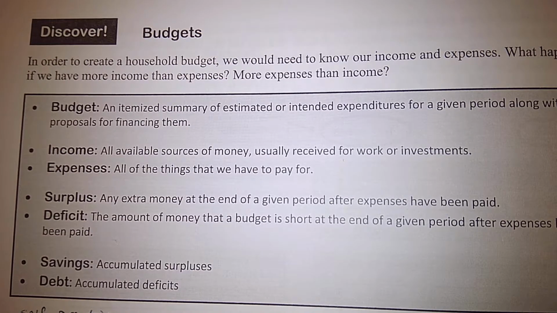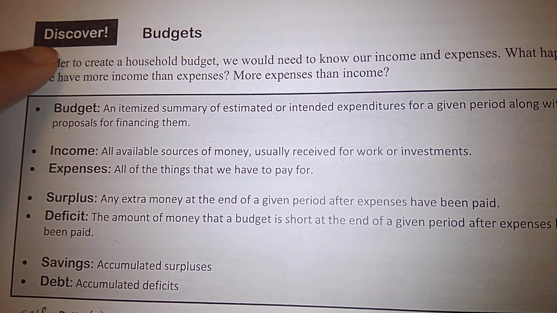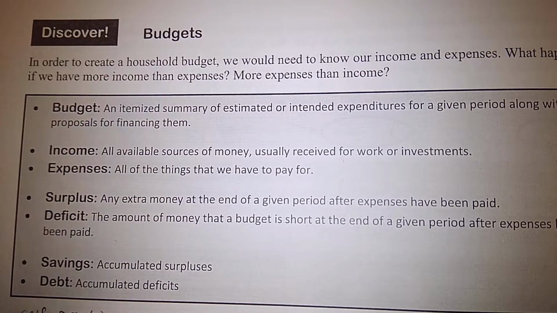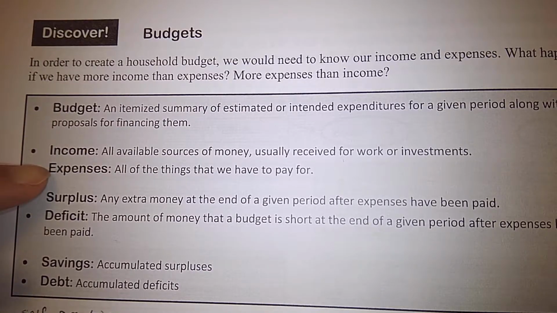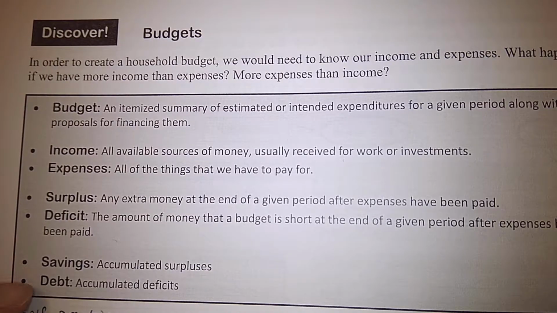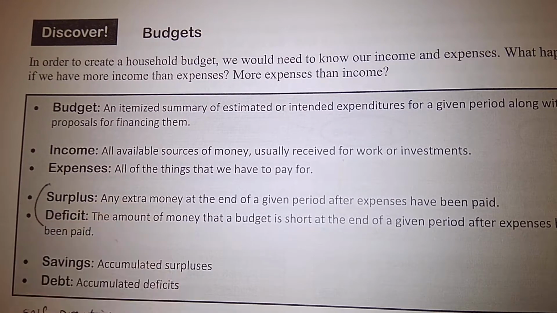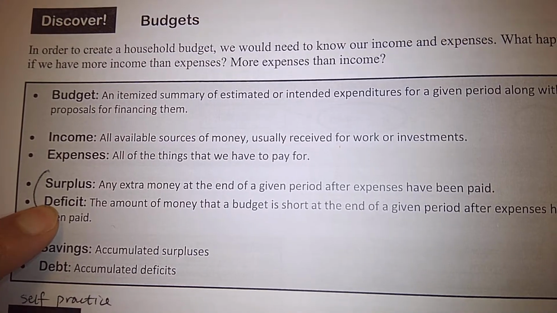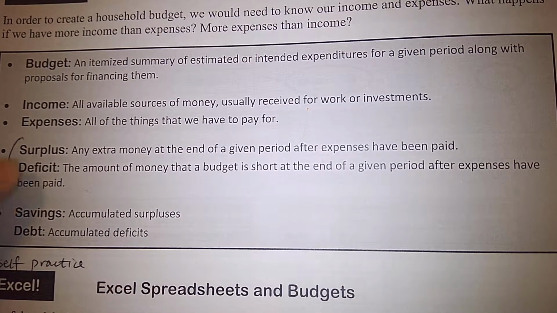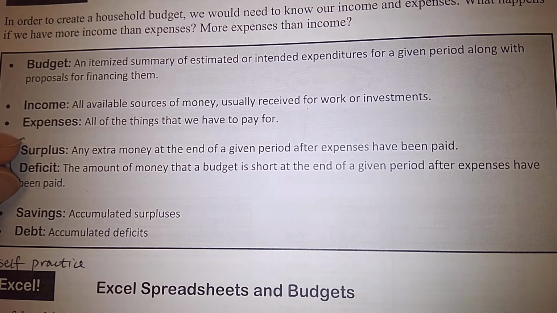Okay, page 37, guys. This part about budgets. You're going to read it by yourself about what is a budget, what is income, what is expenses, saving, and the debt. There's these two concepts I want you to pay attention to. One is called a surplus, the other one is called a deficit. Okay, and I'm going to ask a volunteer to read just these two concepts for us.